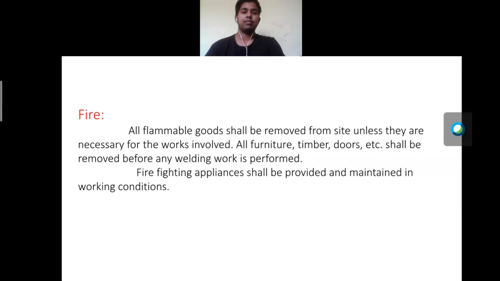And the third safety measure is the fire. All flammable goods shall be removed from the site unless they are necessary for the work involved. All furniture, timbers, doors, etc. shall be removed before any welding work is performed. Firefighting appliances shall be provided and maintained in working condition. Next.